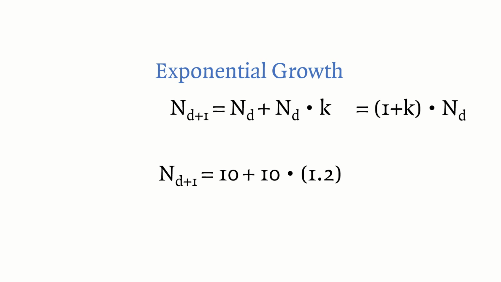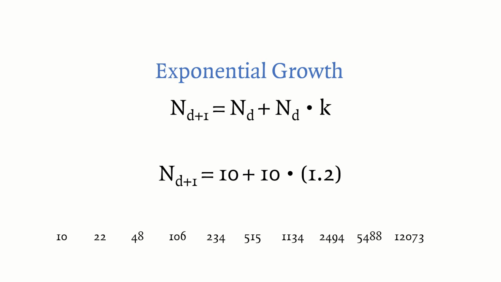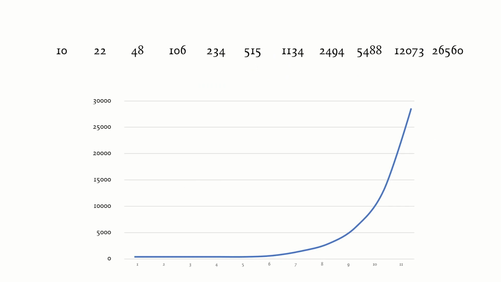So let's say 10 is the number of infections on a day, and we sum that to the number itself multiplied by a factor. So let's say, for example, 1.2. And we want to calculate the numbers of the following days. So let's do that. The first one is 10, we said. The following day it will be 22, then 48, 106, 234, etc., etc. Now, if you take these numbers and you place them on a graph, this is how the graph looks like. It's a typical graph of an exponential growth.